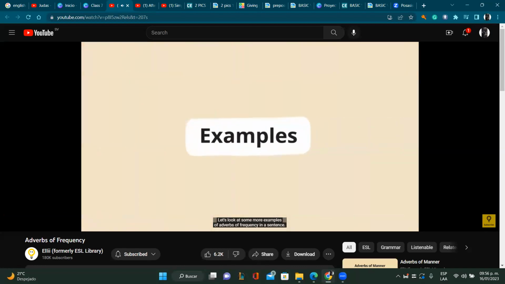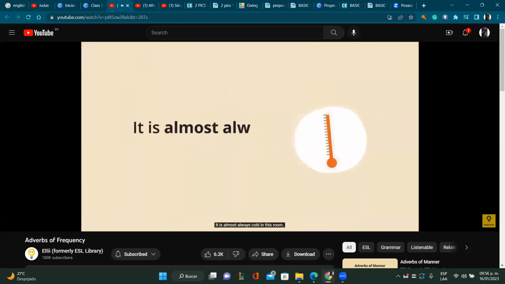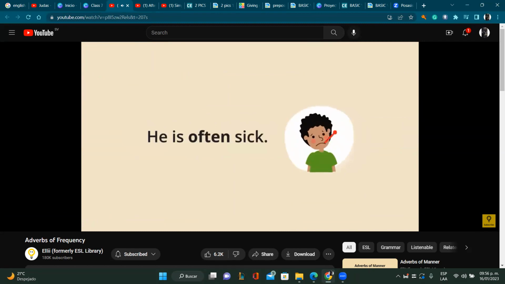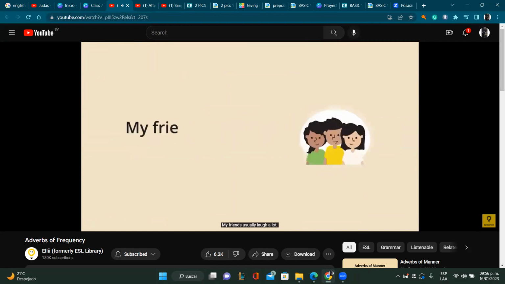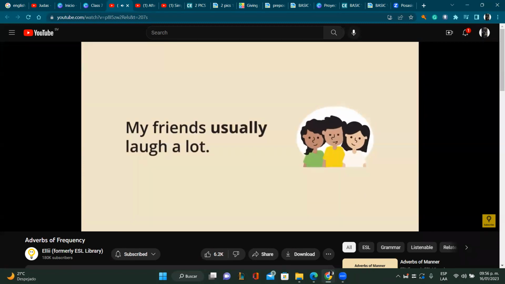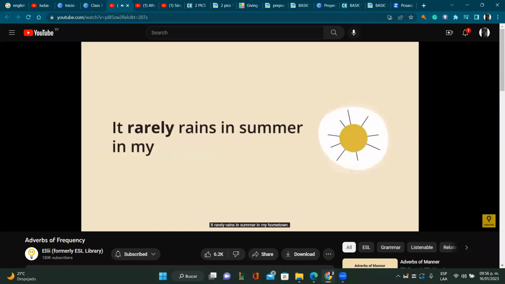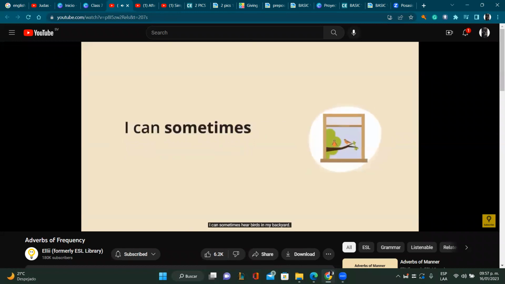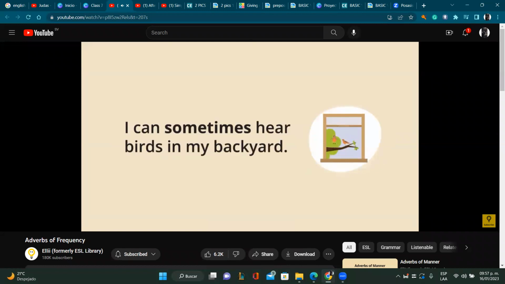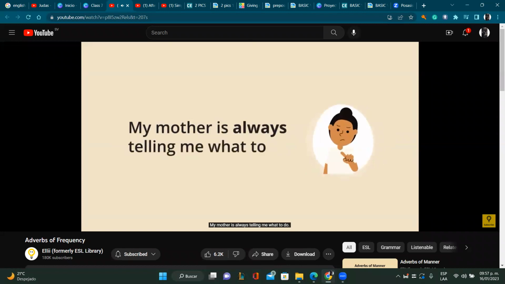Let's look at some more examples of adverbs of frequency in a sentence. It is almost always cold in this room. He is often sick. My friends usually laugh a lot. It rarely rains in summer in my hometown. I can sometimes hear birds in my backyard. My mother is always telling me what to do.